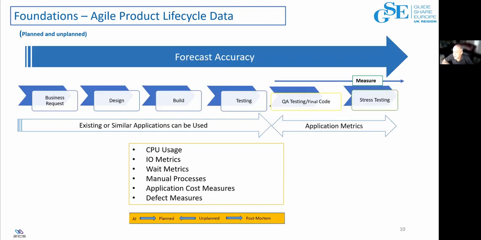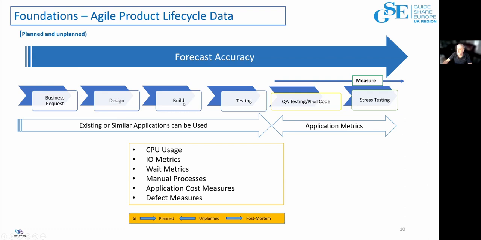The forecast accuracy, I talked about on the previous slide. On the forecast accuracy side, there's usually a business request where the business wants to do something and designs it, but at these points you don't have any code or estimates to understand the impact of how many service units or MIPS you might consume, or CPU seconds, or disk space, or whatever you're forecasting on. So at these two steps you would not have any real accuracy. You might be able to guess, but it would simply be a guess.